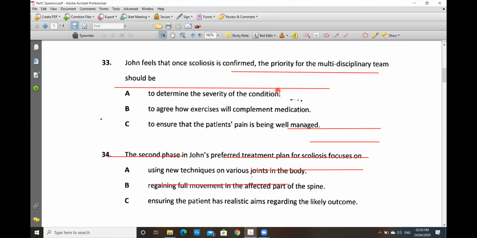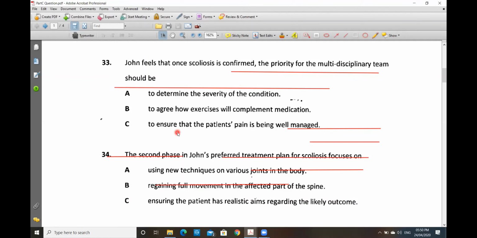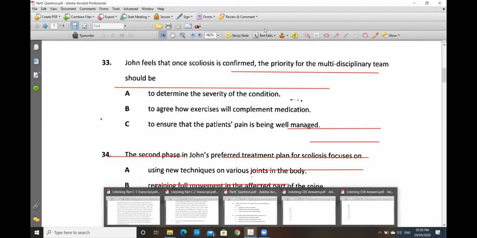Factually, it is correct. You determine the severity of the condition, but that is before the diagnosis is confirmed. The question is asking, once scoliosis is confirmed, then what is the priority, right? And there was nothing about medication as such. So B was clearly ruled out. And C, to ensure that the patient's pain is being well managed, because they clearly say that the focus is upon pain management.